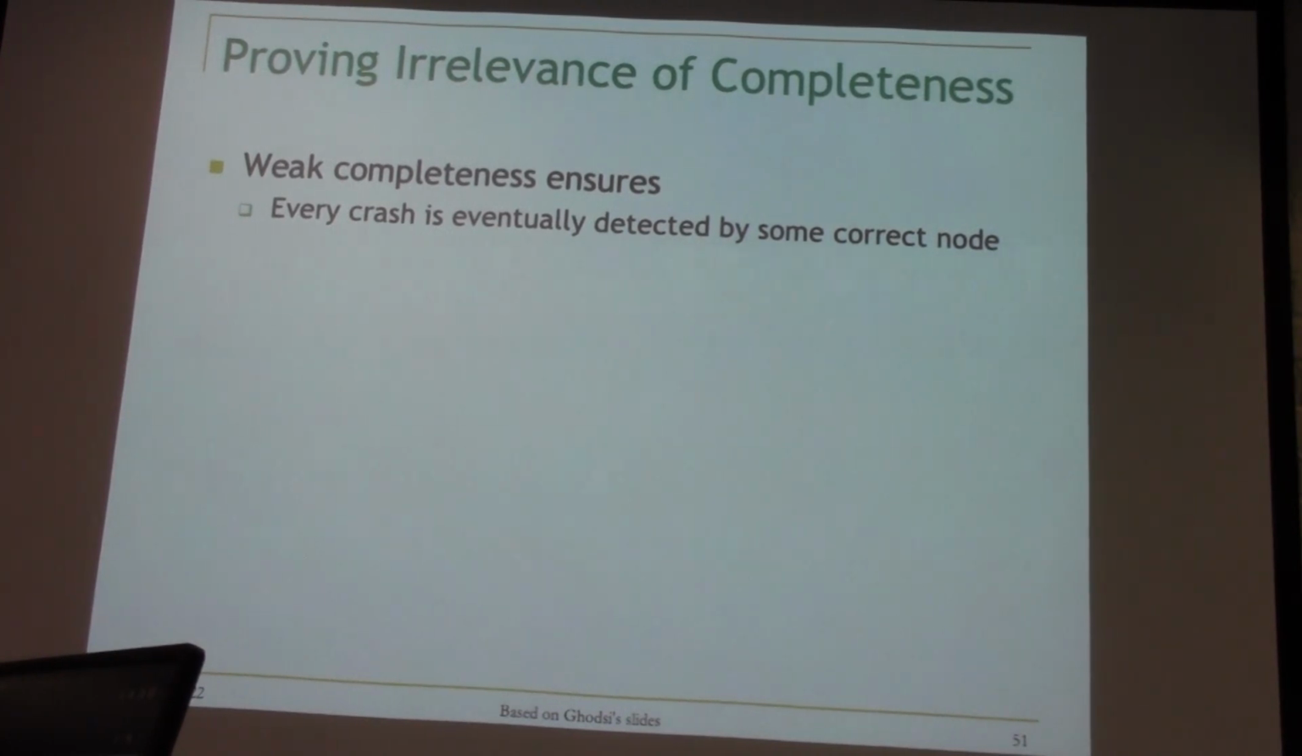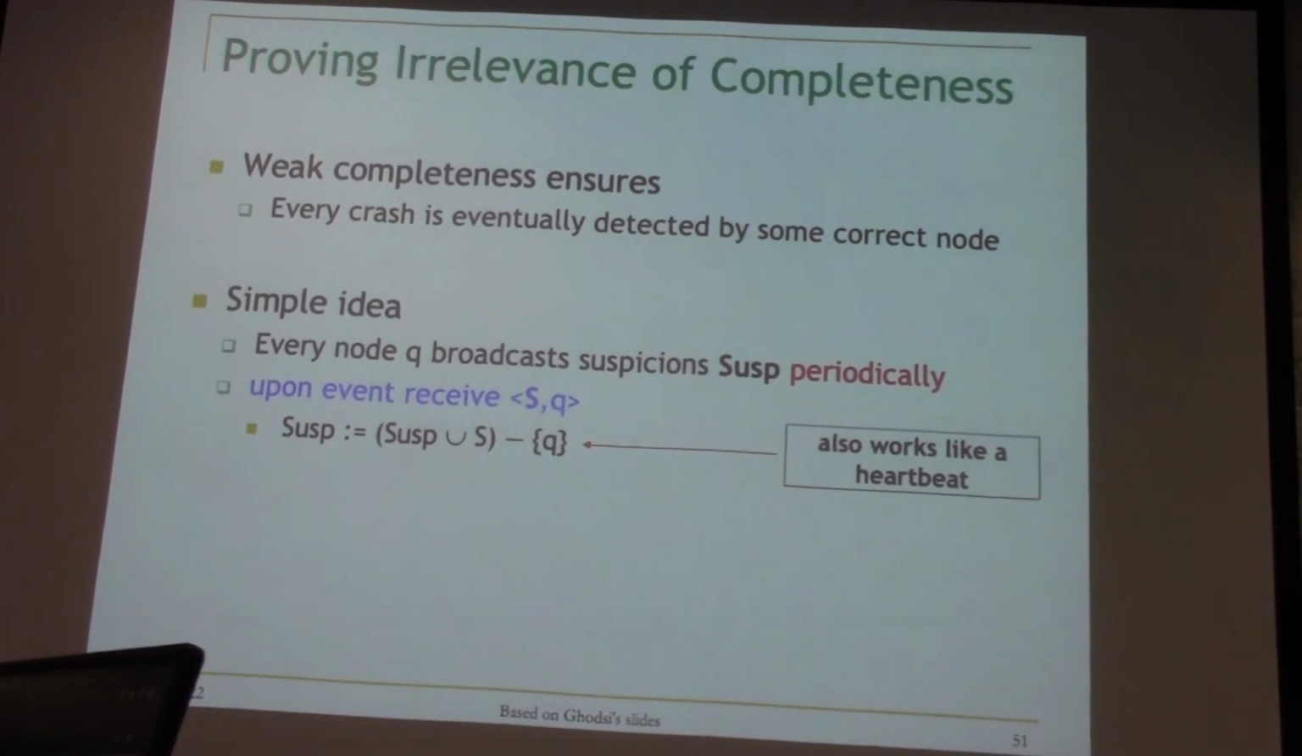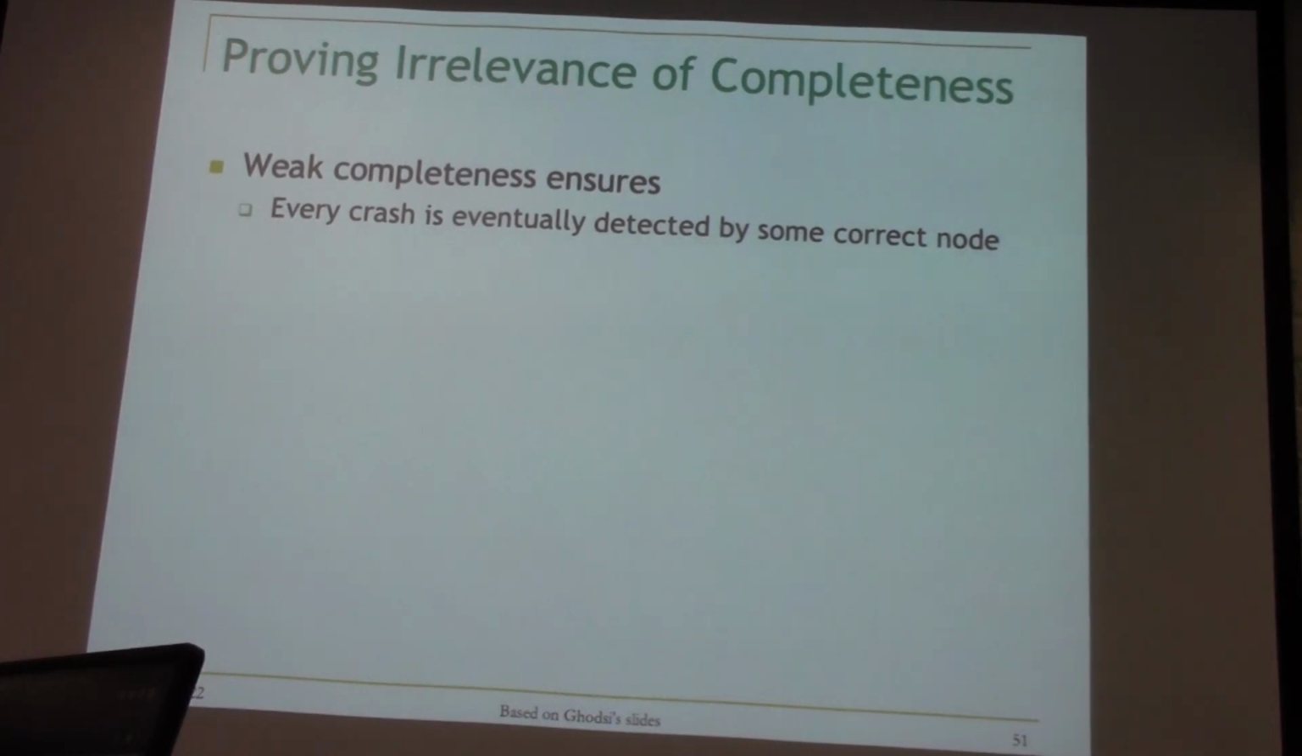So how can we prove that? I want to show you some intuition. So weak complete reduces to strong complete. That's easy, because in strong complete, all nodes see the crashes, and in weak complete, one node sees the crashes. But clearly, if all of them see it, one of them sees it. But the trick is the other way. How do we go from this direction?